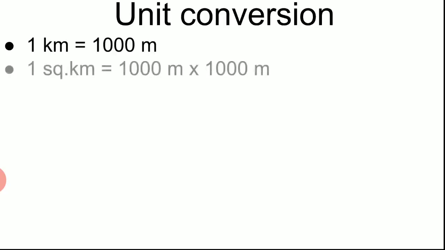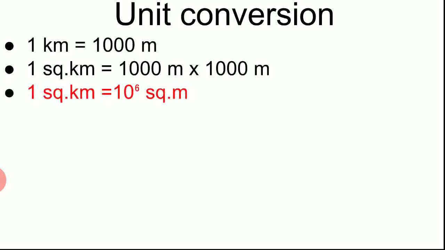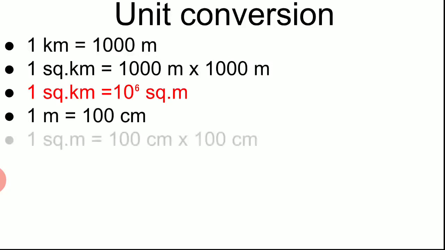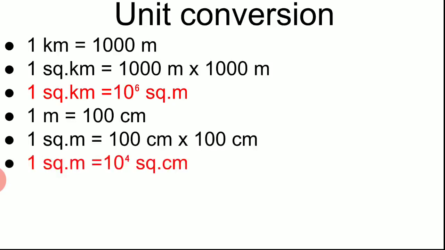So we put 1 kilometer square as 1000 meter into 1000 meter. Now check the number of zeros. We have 3 plus 3, that is 6 zeros. So we can represent 1 square kilometer as 10 raised to 6 square meters. Similarly, we know 1 meter is 100 centimeter and 1 square meter would be 100 centimeter into 100 centimeter. Now again check for the zeros. We have 4 zeros, that is 100 and 100. So our result would be 1 square meter is 10 raised to 4 square centimeters.